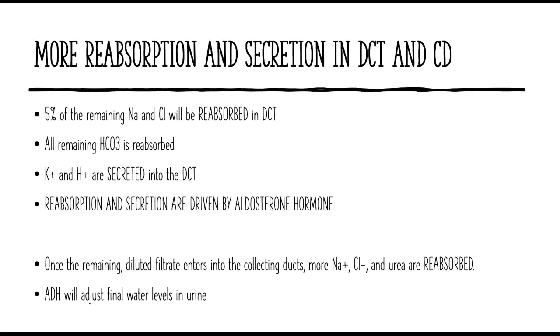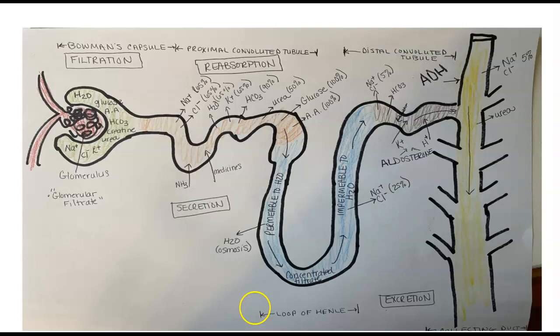Usually, the distal convoluted tubules are impermeable to water, so again, we have a pretty dilute substance at this point because we're losing so many solutes, but we still have this water. Once the remaining diluted filtrate enters the collecting duct, we're going to reabsorb some more sodium and chloride and also some more urea. And then another hormone called ADH will adjust the final water levels in urine before it is excreted out.